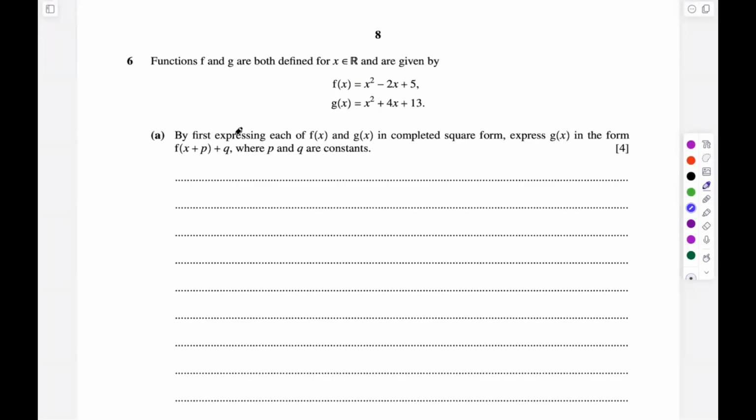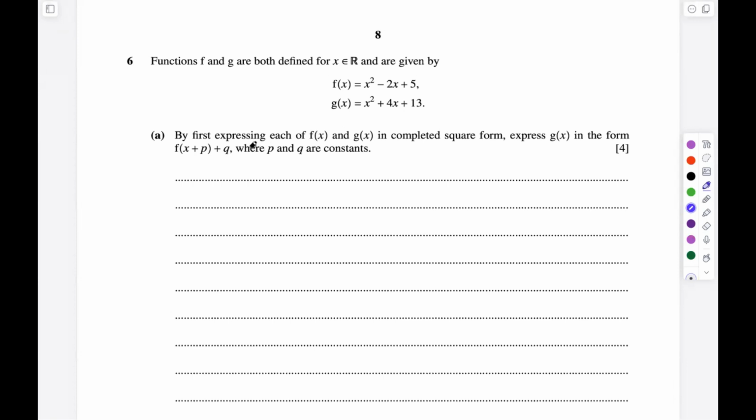In question 6, functions f and g are both defined for x as an element of real numbers and are given by f of x, x squared minus 2x plus 5, and g of x, x squared plus 4x plus 13. In part A, we have to first express f of x and g of x in the completed square form, and then we have to express g of x in the form f of x plus p plus q, where p and q are constants.